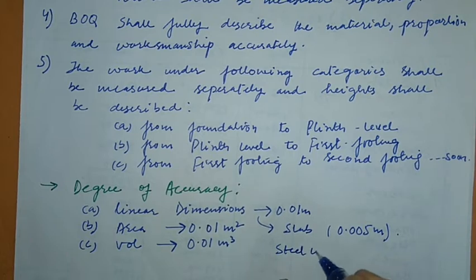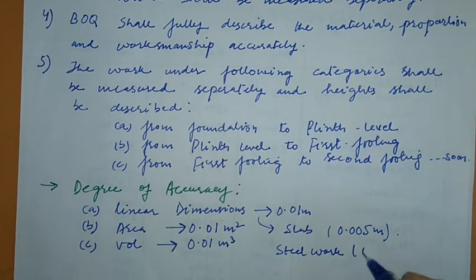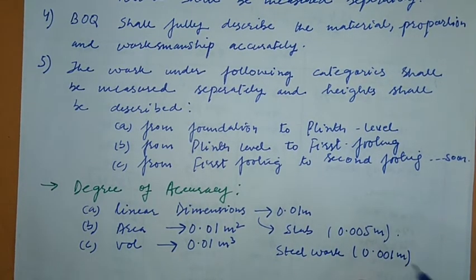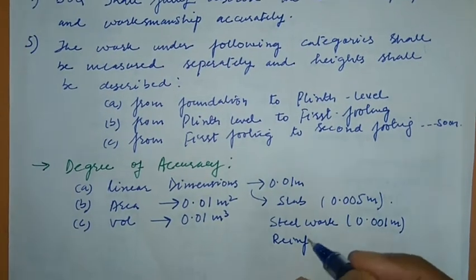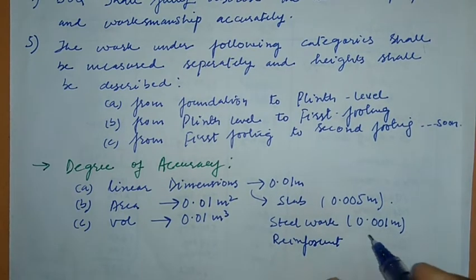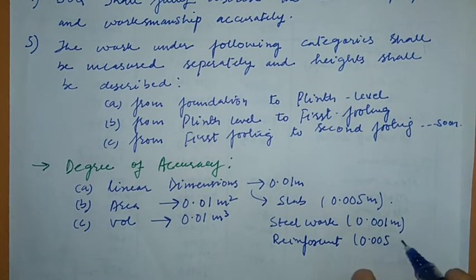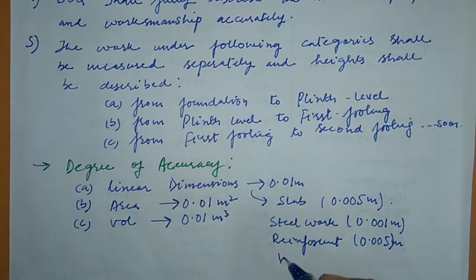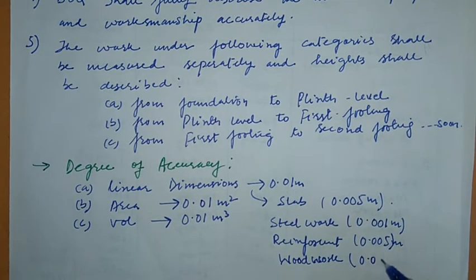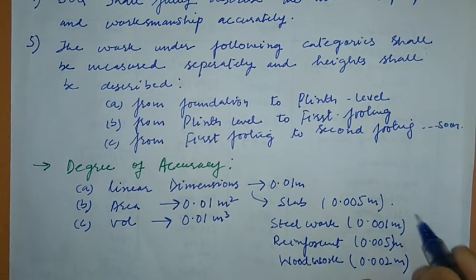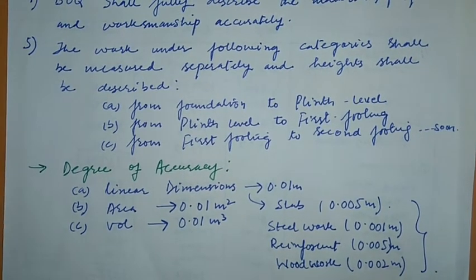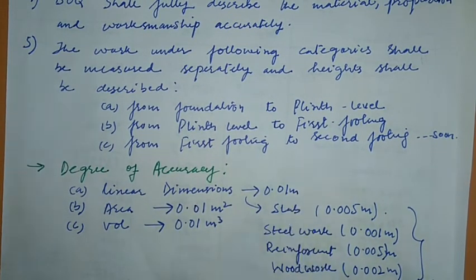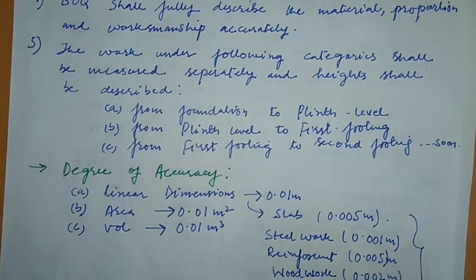Similarly, steelwork should be measured to the nearest 0.001 meter. Reinforcement should be measured to the nearest 0.005 meters. And the woodwork should be measured to the nearest 0.002 meters. These are the exceptions. All other linear dimensions should be measured to the nearest 0.01 meter.